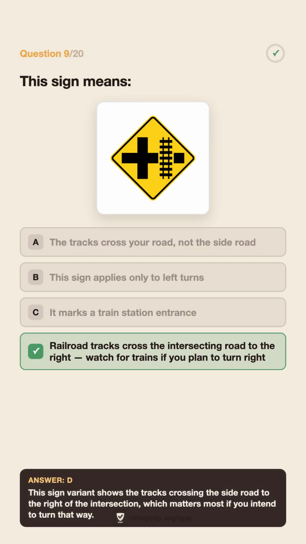The correct answer is D. This sign variant shows the tracks crossing the side road to the right of the intersection, which matters most if you intend to turn that way.